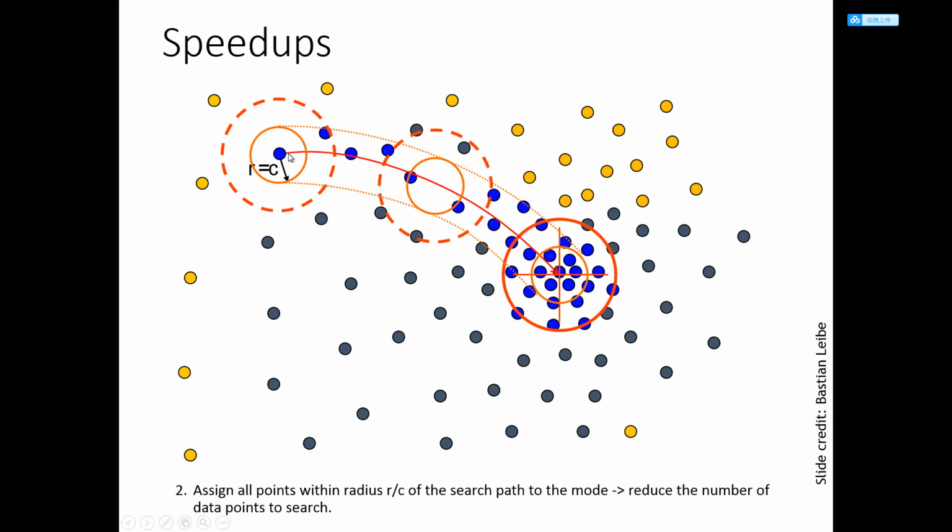So if we start from here and go through this path all the way up to here, then we can exclude all these points here in the middle. Then maybe we start from here again, go through another path, and again we can exclude all these points in the middle, and so on.